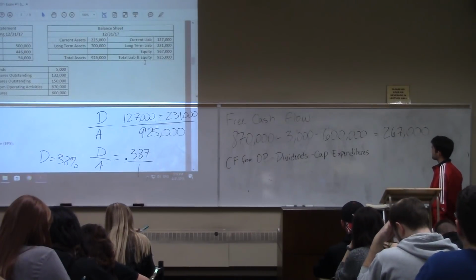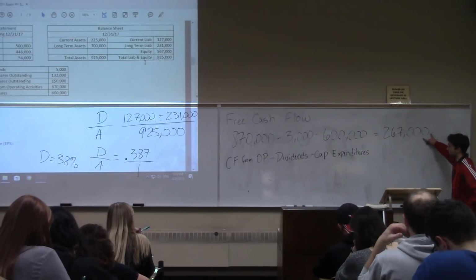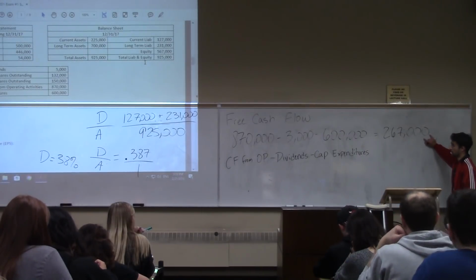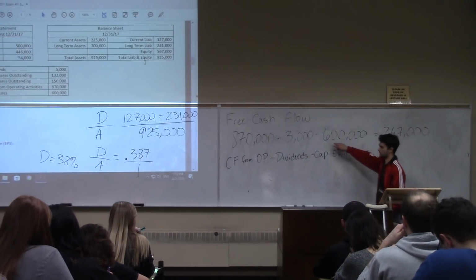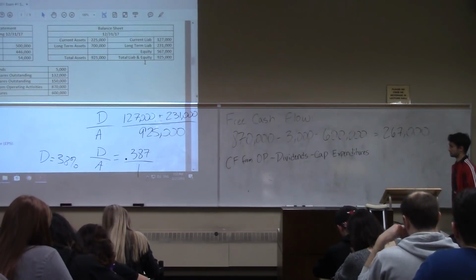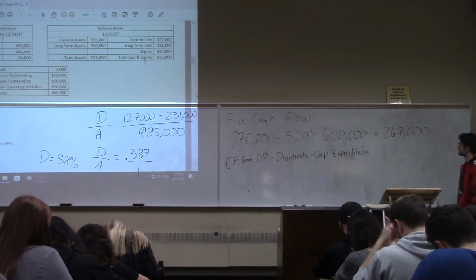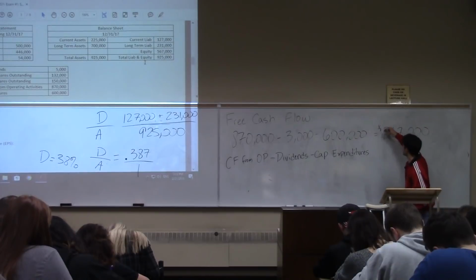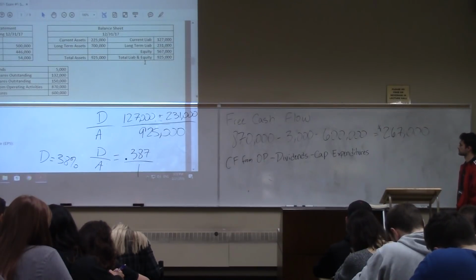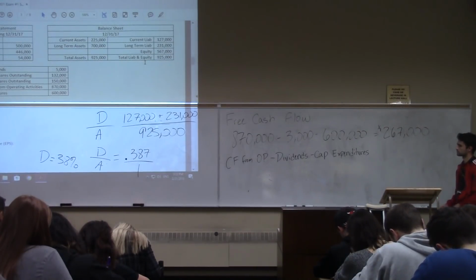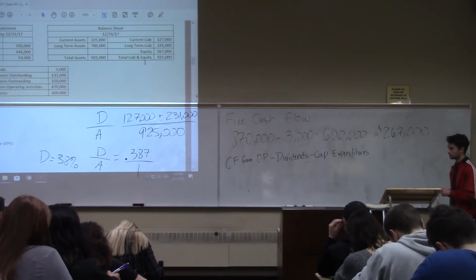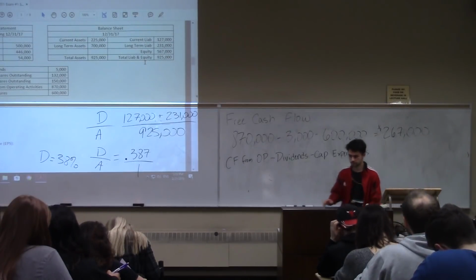So that's just pretty much telling you how much cash we have after spending money on buying assets. That's pretty much all it's saying. So we've got $267 in cash. So those are our ratios. Any questions on those?